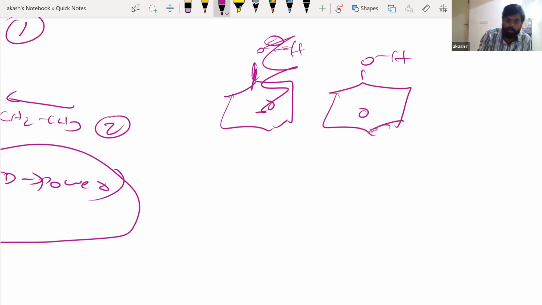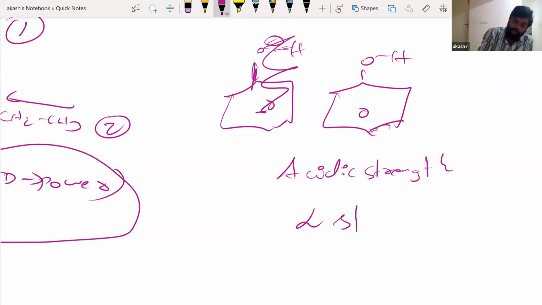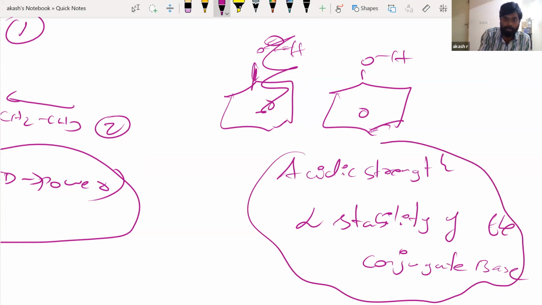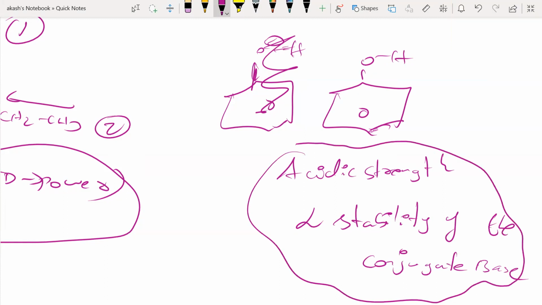Now you understand what I told you. How can you decide about the acidic strength? Always remember this: acidic strength is directly proportional to the stability of the conjugate base. Okay. So we already spoke about this also when we spoke about why the H plus can come out from the NH. Right, acidic strength is directly proportional to the stability of the conjugate base.